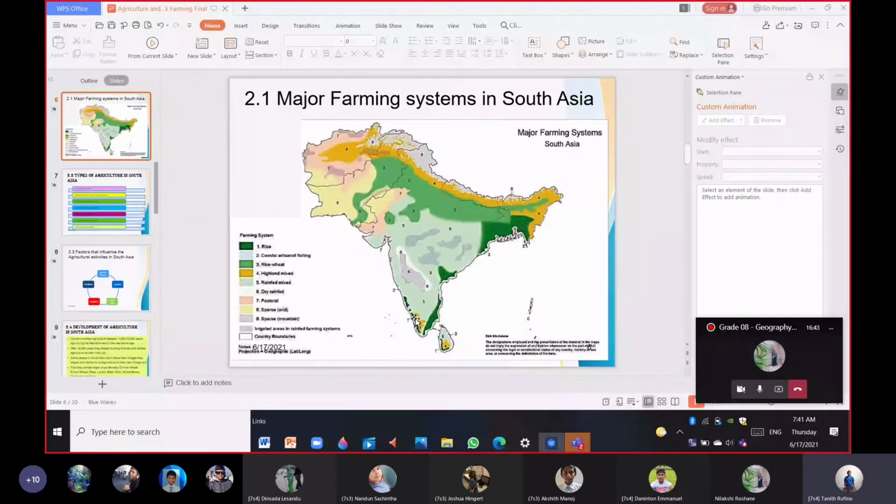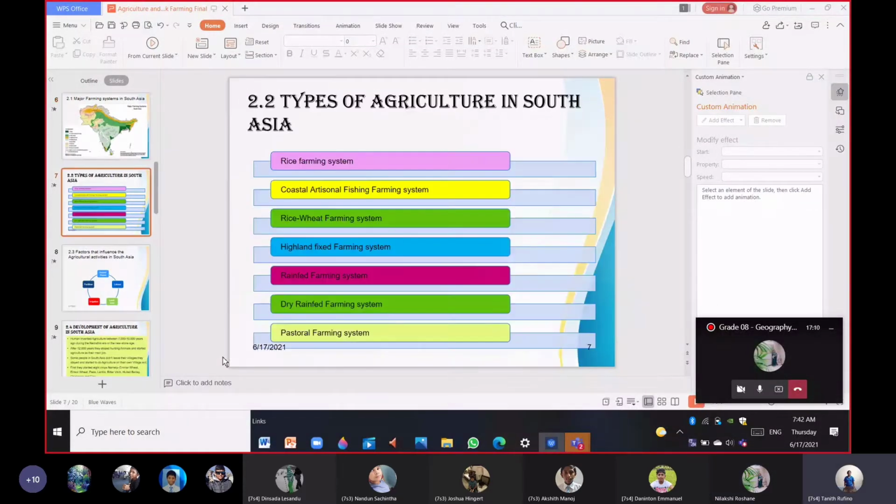The systems are rice, coastal artisanal fishing, rice wheat, highland mixed, rain-fed mixed, dry rain-fed, and pastoral. Sparse arid and sparse mountain are not much cropped in South Asia, but they are also included in South Asia. They are in light white colors. So this is the farming system.